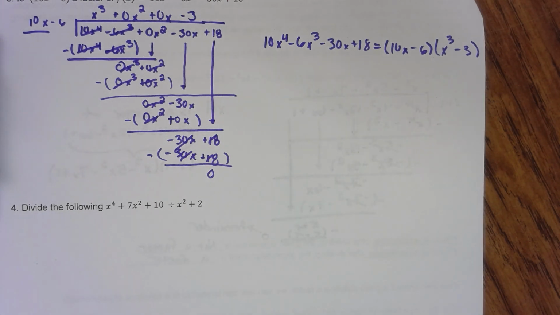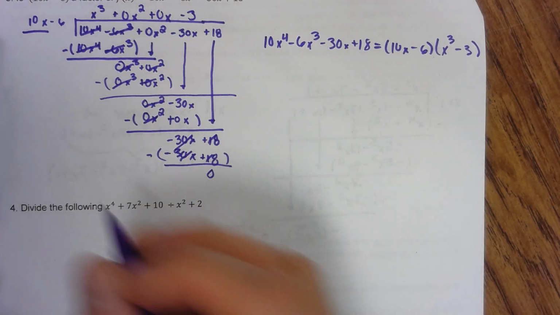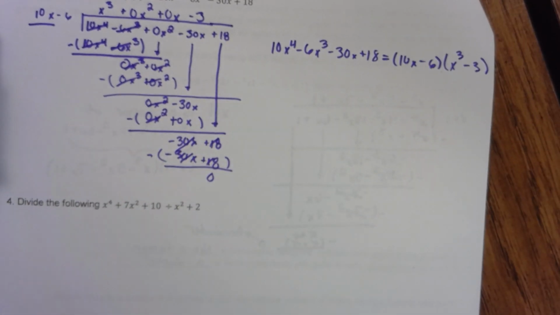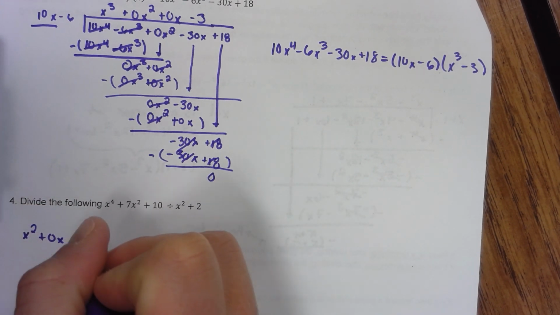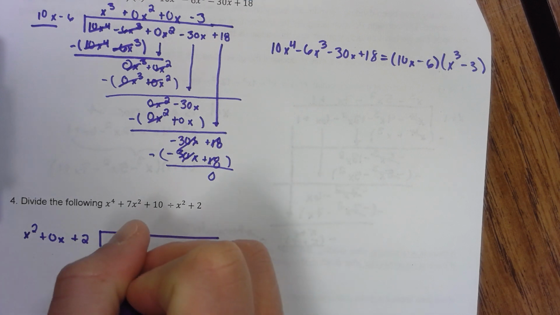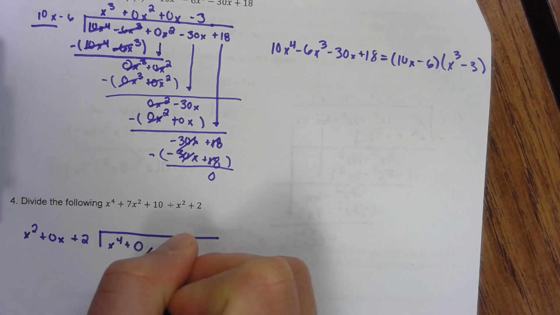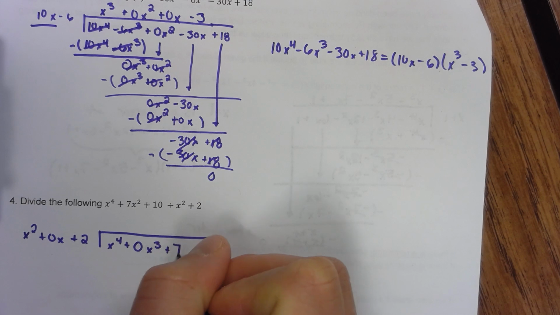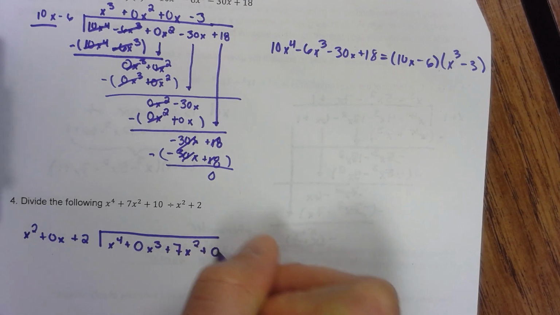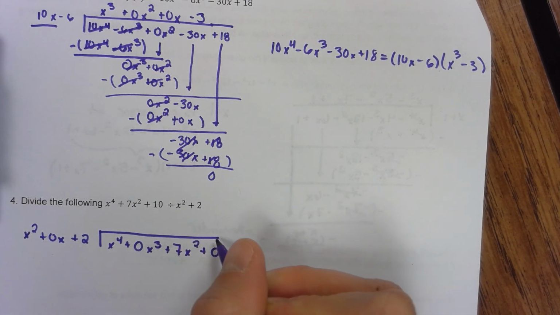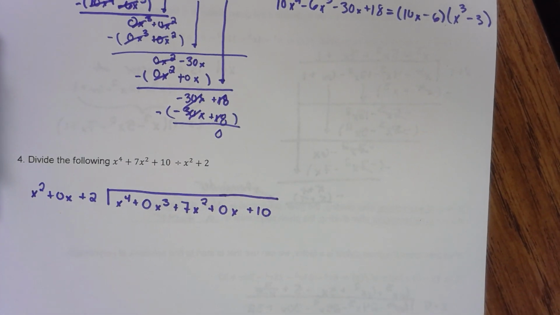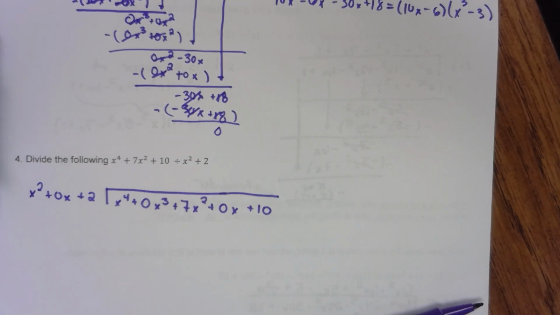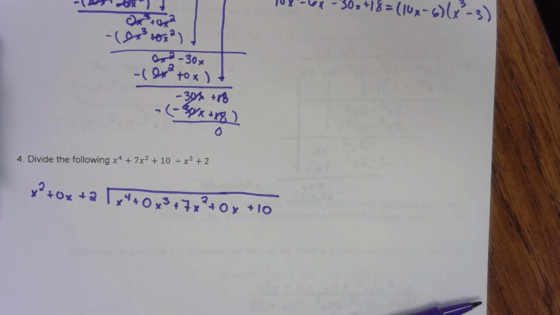So when we set this up, we need a bunch of placeholders for both what we're dividing by and what we're dividing. So this is x squared plus 0x plus 2, and we're dividing x to the fourth plus 0x cubed plus 7x squared plus 0x plus 10. All right, why don't you all take it from there? Carry out the division. Do the best that you can. Check with your group.